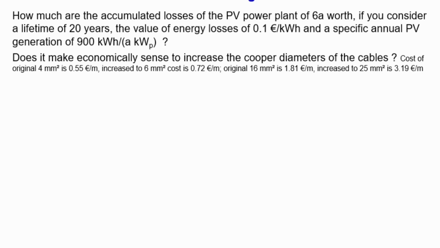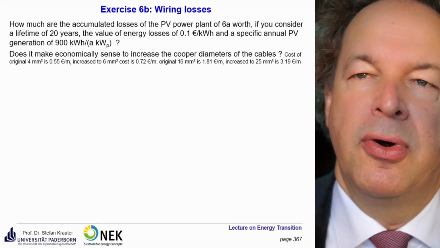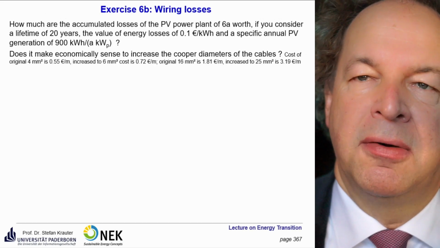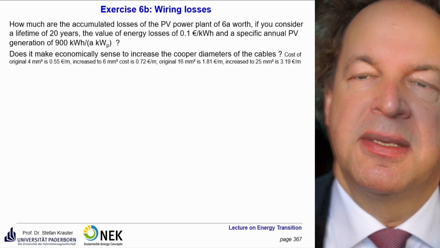This kilowatt peak means that it's the power at the maximum power point under standard test conditions. This is a quite typical value in Germany. Sometimes if you go to southern Germany, you can reach 1000 kilowatt hours per year per kilowatt peak installed. But for Paderborn, 900 is really realistic.